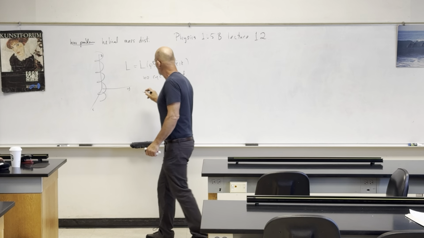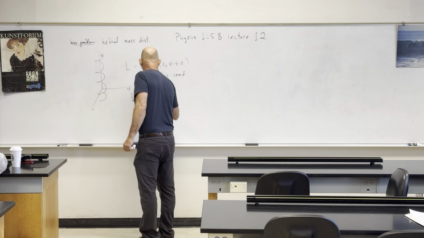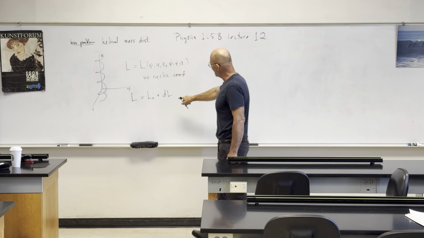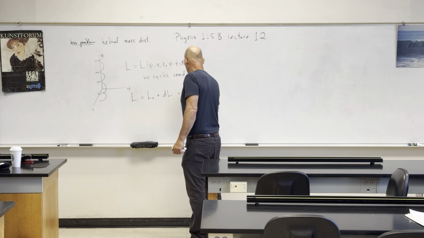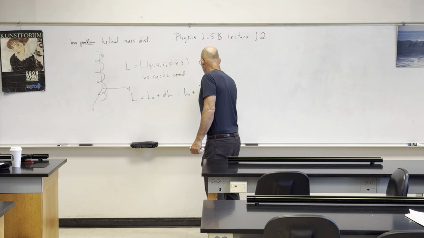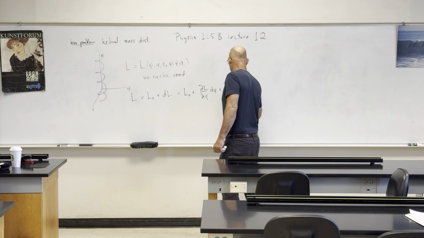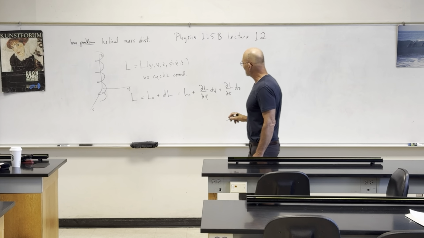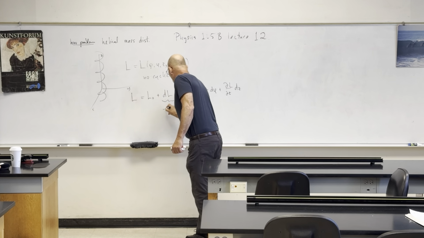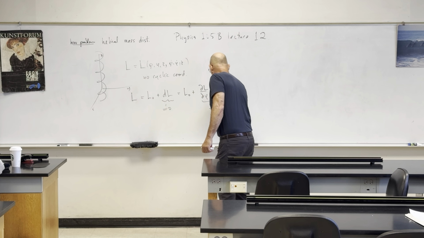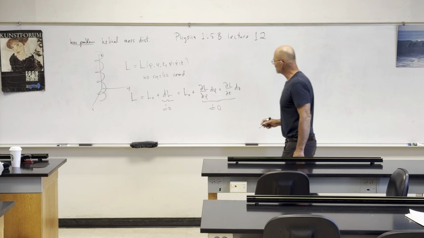Okay. So we're going to say L equals L naught plus delta L. And the transformation that leaves us unchanged equals L naught plus ∂L/∂phi dphi plus ∂L/∂z dz. And what we're requiring is that equals 0. So we're requiring that this combination of things equals 0.